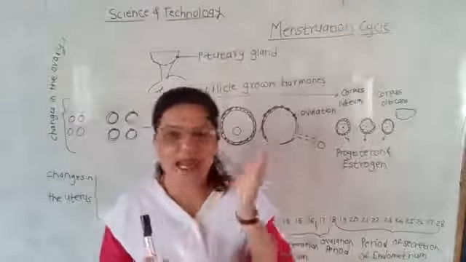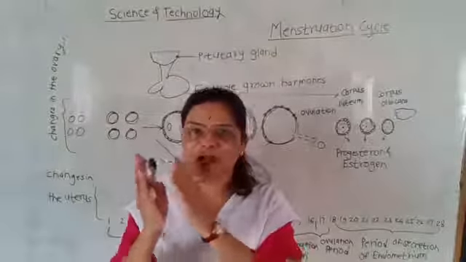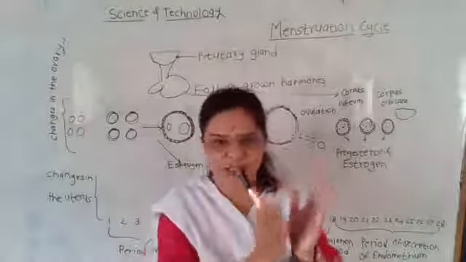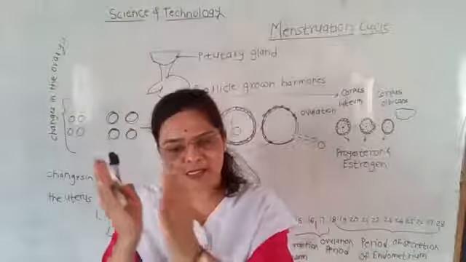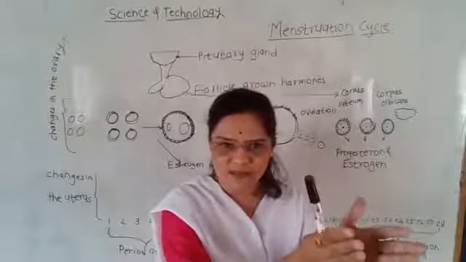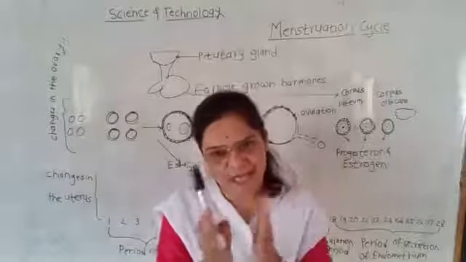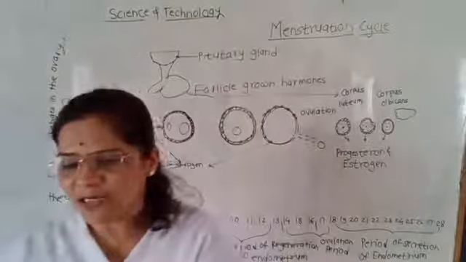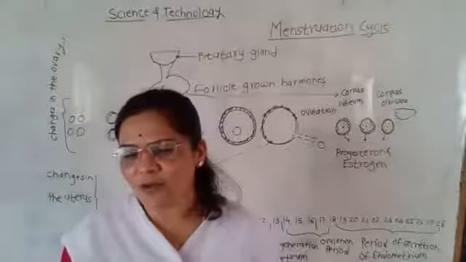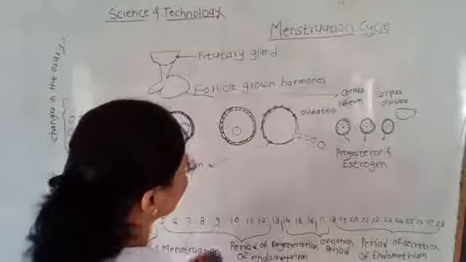Progesterone and estrogens are said to be the female sex hormones. Because of those hormones, the secondary sexual characters begin, and that's why menstruation in girls or women also takes place. Students, under the influence of estrogen, the developing oocyte is released.